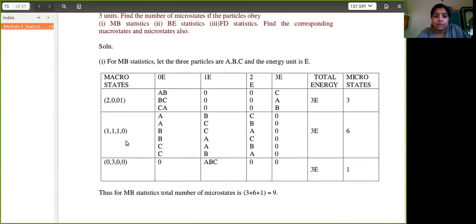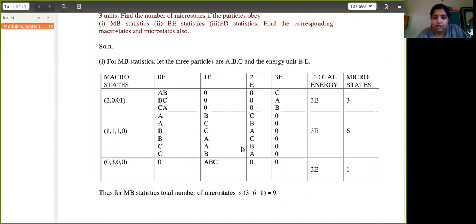Similarly, if we move on to the next macrostate, 1110, that means the 0 level has one particle, the 1 level has one particle, the 2 level has one particle, and the 3E level has 0 particles. So how many combinations are possible?